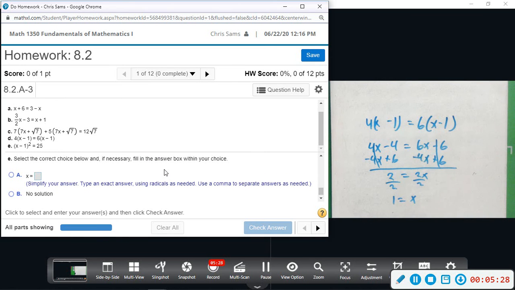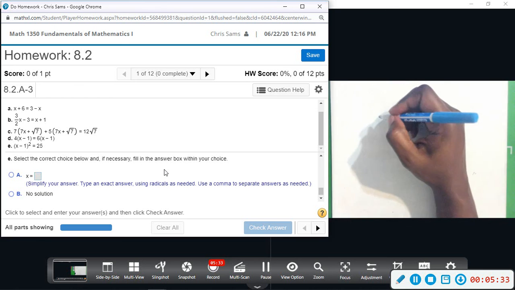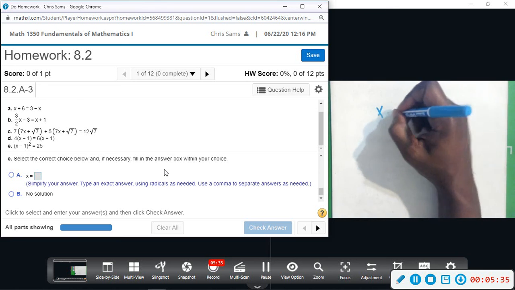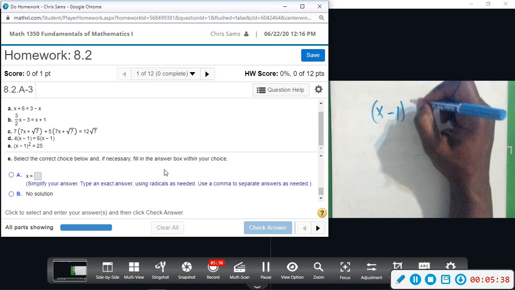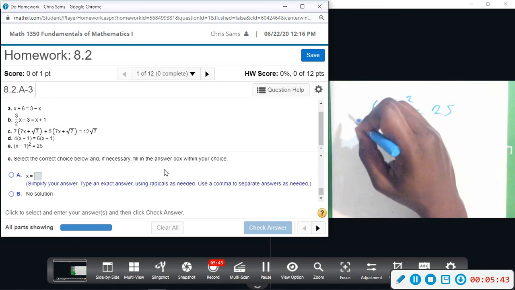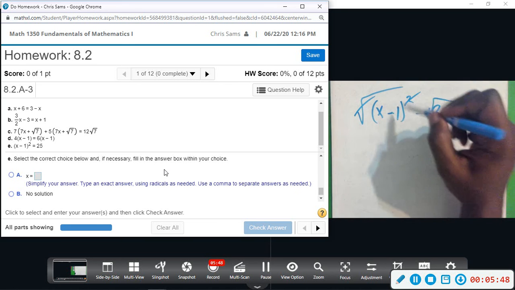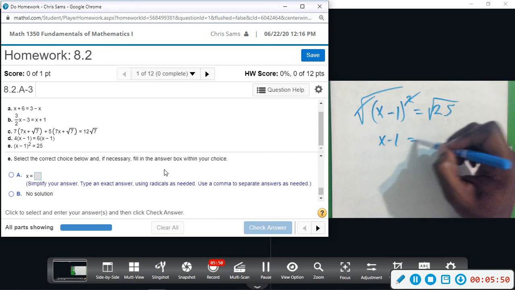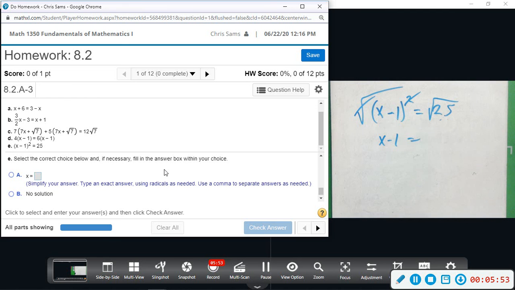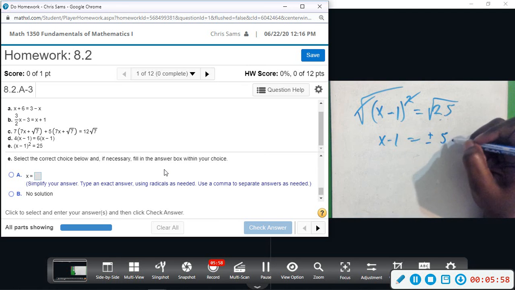And then E, our last problem, last part of this problem. We have x minus 1 squared equals 25. Okay, so I would recommend doing the square root of both sides, since that's a perfect square, and that will get rid of the square, and we have x minus 1, square root of 25 is positive or negative 5, because you could have had positive 5 squared or negative 5 squared. So you got two potential answers.